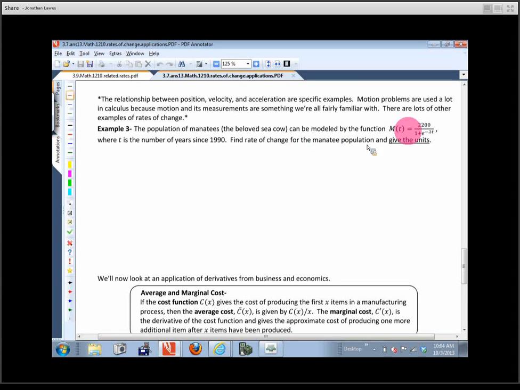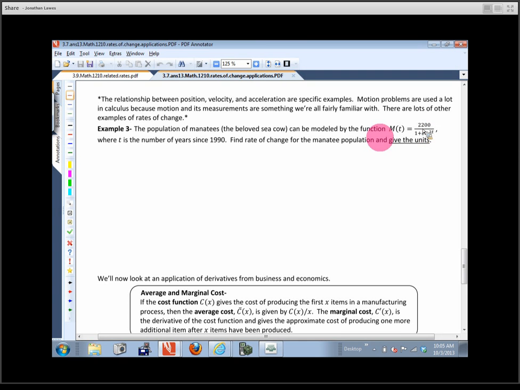So the population can be modeled by this function right here, where t is the number of years since 1990, and it says find the rate of change for the manatee population and give the units. So what we're interested in is not only what the population is, that would be important from a biology standpoint, but it would also be important to know, is that population increasing? What is its rate of change? So if we're seeing a healthy increase in the population, that would be good. If we see it level off to some extent, maybe there's something that the biologist would need to be concerned about. And definitely if the rate of change was negative, we'd want to be aware of something like that.